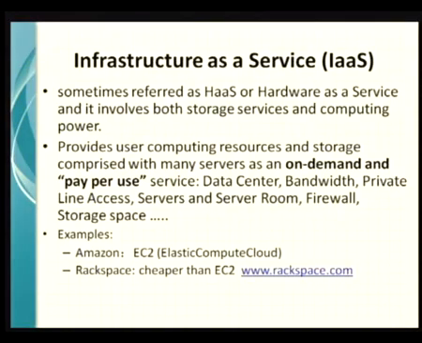So pay per use, as I told you in the earlier service also. The kind of data center, the bandwidth you want to have, the private line access, servers, server room, firewall, storage space, all these components come under the infrastructure as a service. For these services, there are several providers, the high-end and popular providers. One is Amazon, and the platform through which they provide it is the Elastic Compute Cloud. Under this category, Amazon offers the infrastructure as a service.